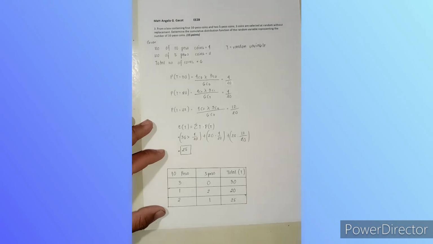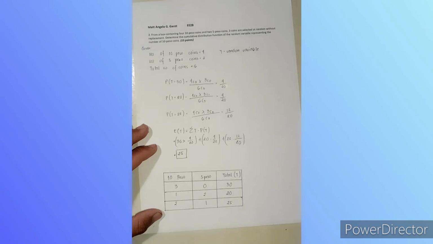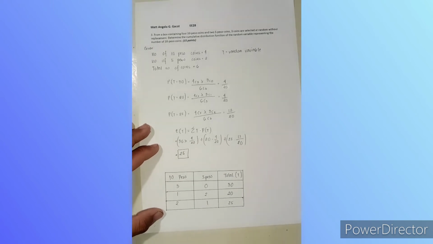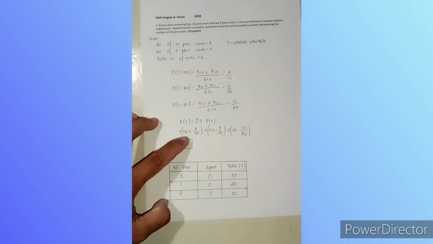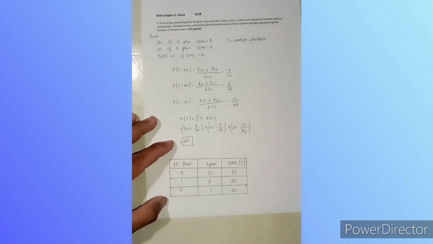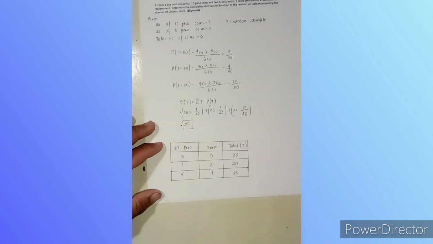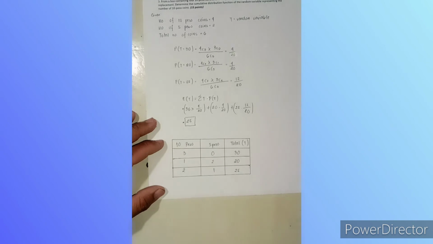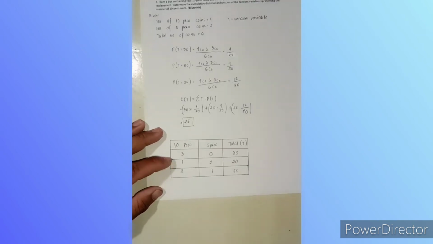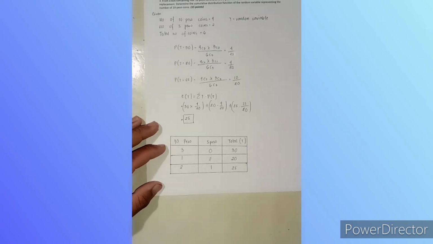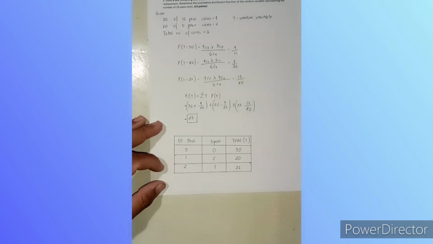So applying the formula E(T) equals the summation of T times P(T), the quantity of 30 times 4 over 20 plus 20 times 4 over 20, we got the final answer of 25. So for 10-peso coins, we have 3, 1, 2. For 5-peso coins, we have 0, 2, and 1. For the total, we have 30, 20, and 25.